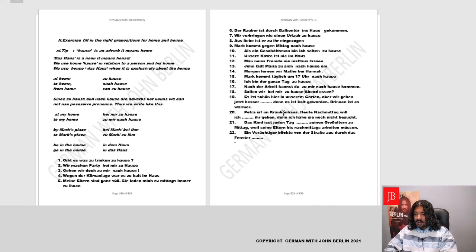Ja? Es ist schön hier in unserem Garten. Wir gehen jetzt besser dash, denn es ist kalt geworden. Drinnen ist es wärmer. So it is beautiful here in our garden, but we go better in the house because it has become cold. Inside it is warmer. Yes, so we go inside the house.